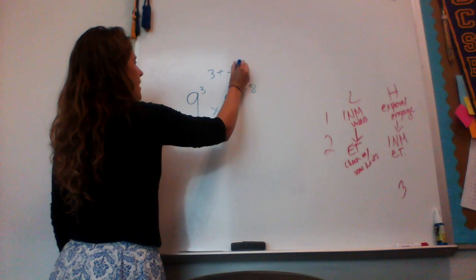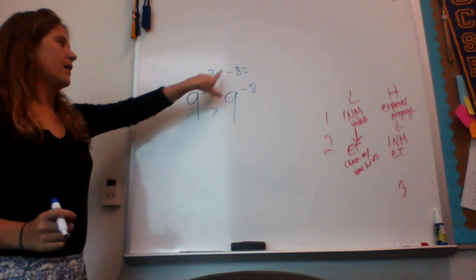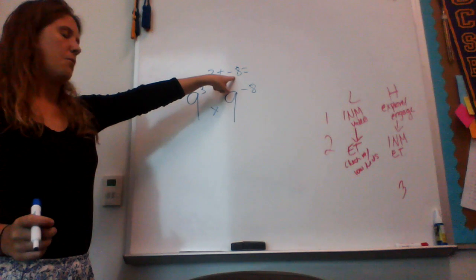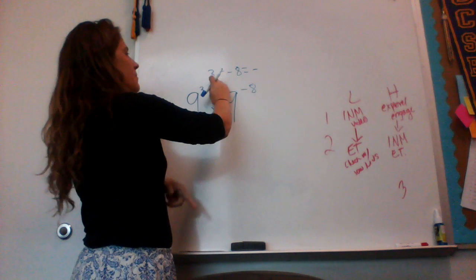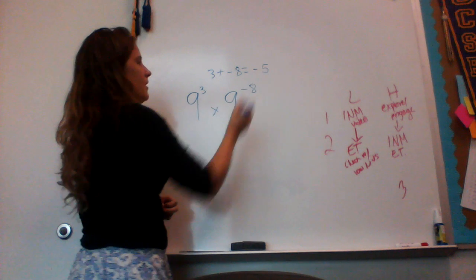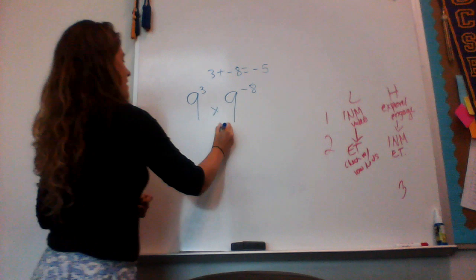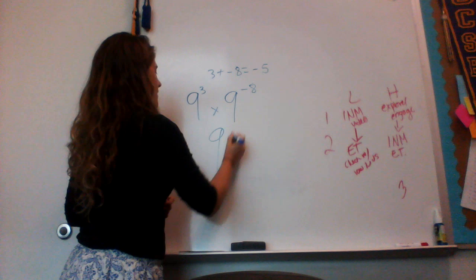3 plus negative 8. Are there more good guys or bad guys? There are more bad guys, so it will be negative. Because there's one of each, I can subtract 8 minus 3, negative 5. I get 9 to the negative 5th.